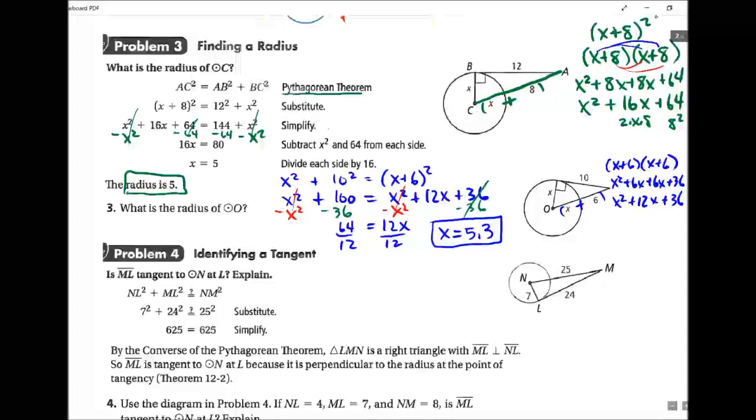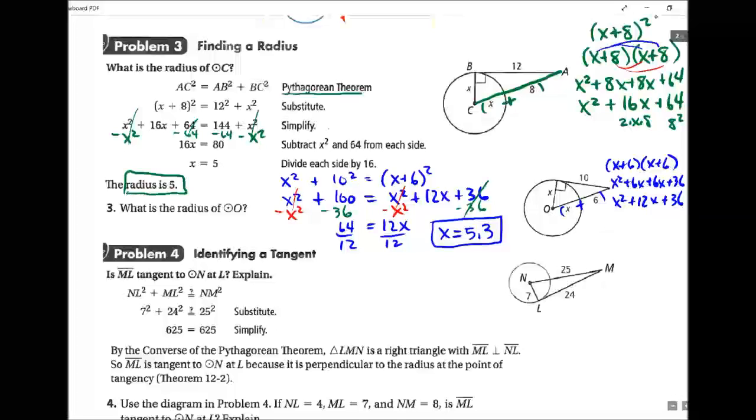Okay, we want to know what the radius of circle O is, and we have labeled our radius x, and we know that the line that is tangent is 10. We know it's tangent because that is a right angle there. They are perpendicular. And we know that from the edge of the circle to this outer point is 6. So we get the sides of our triangle here, x, 10, and quantity x plus 6.